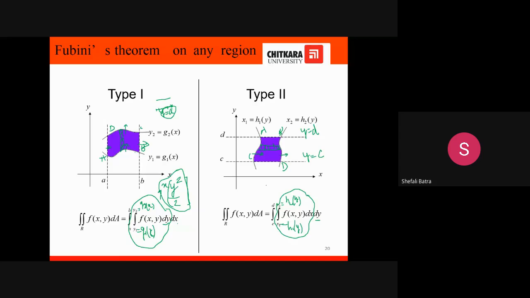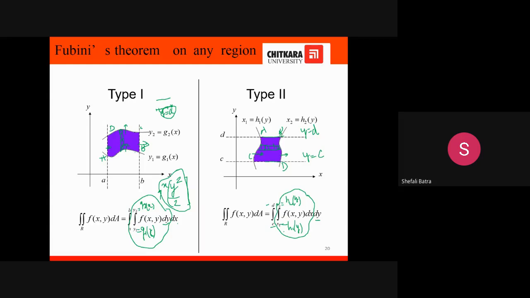When you are sliding it, this would be your initial limit. So initially y is equal to what? c, and here y is equal to d. So this is the lower limit and this is the upper limit. First we solve this. We will integrate with respect to x, keeping y constant, and put the limit. Now the whole integrand would become in terms of y, and then simply integrate with respect to y and put the constant limit. Is it clear?